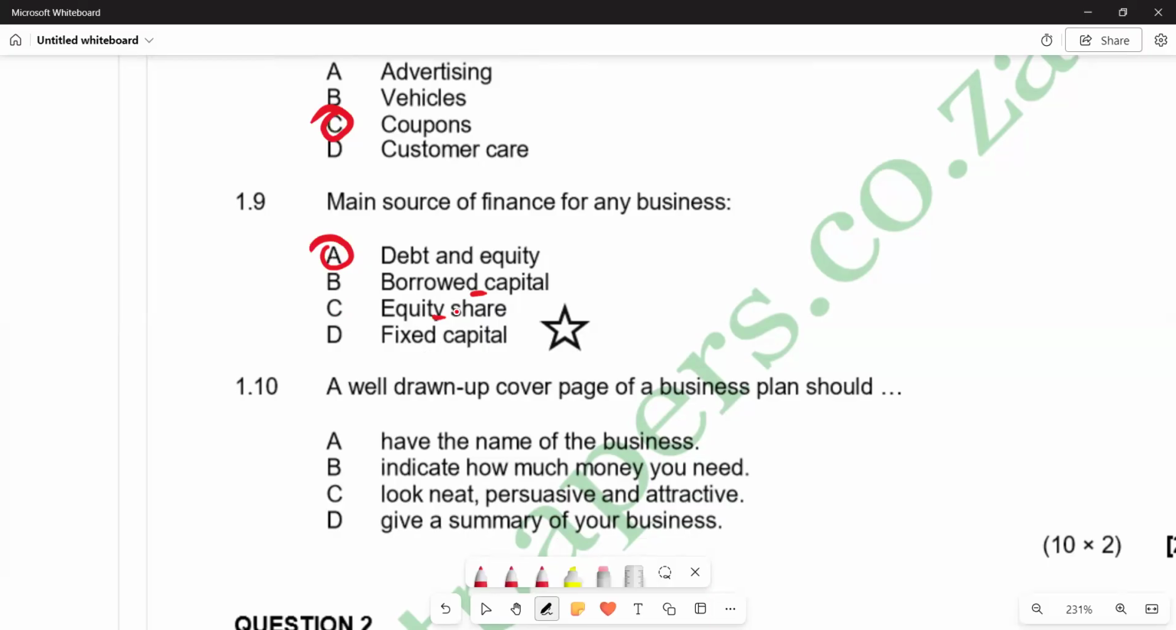Indicate how much money you need. That is wrong. You never see such on the cover page. Look neat, persuasive, and attractive, which is very, very correct again. And then give a summary of your business. You never see a summary on the cover page. So completely, we have got B and D out. So we are left with A and C.